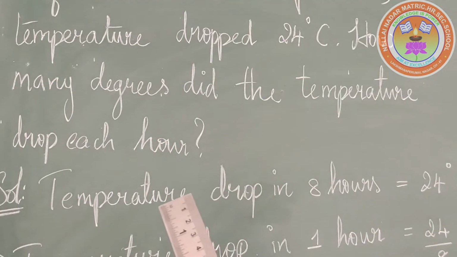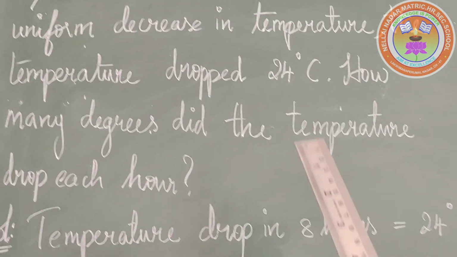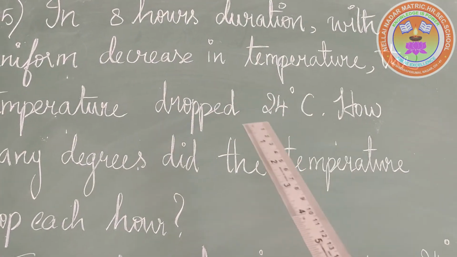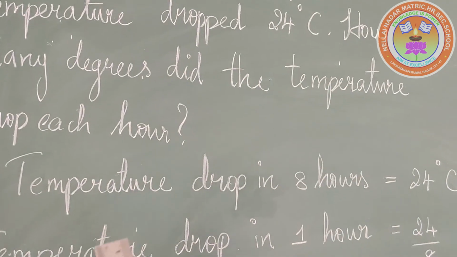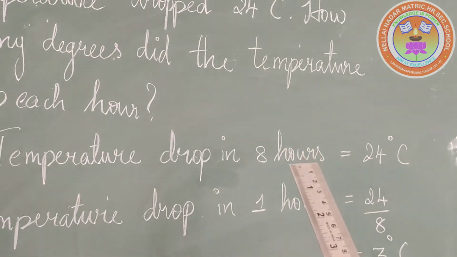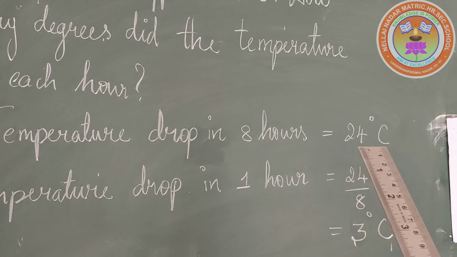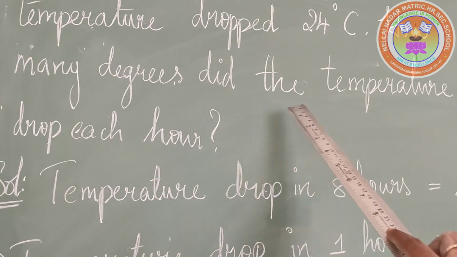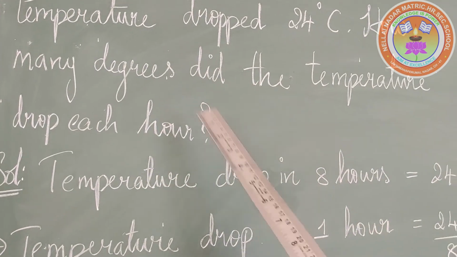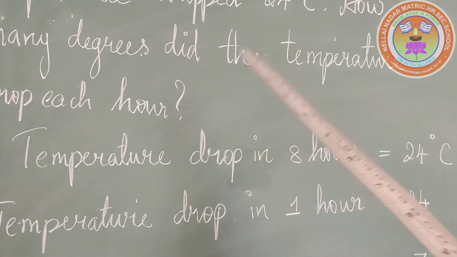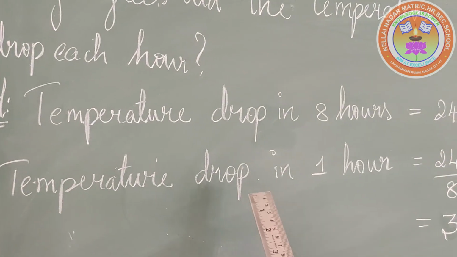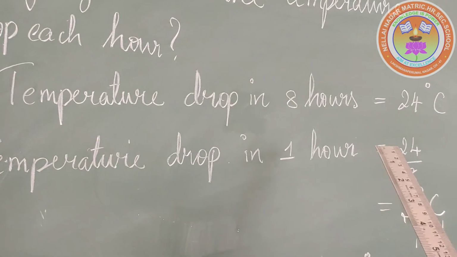Okay. So first, temperature drop in 8 hours, because in 8 hours only it is given. The temperature dropped was 24 degrees centigrade. So temperature drop in 8 hours is equal to 24 degrees. What I need to find? How many degrees the temperature drops each hour. So each hour represents 1 hour, I have to find how much. This implies temperature drop in 1 hour is equal to.